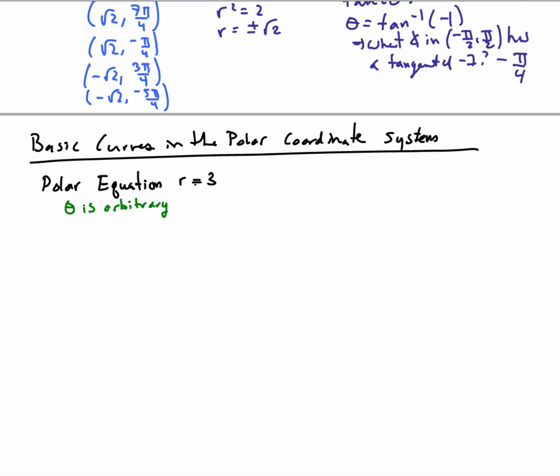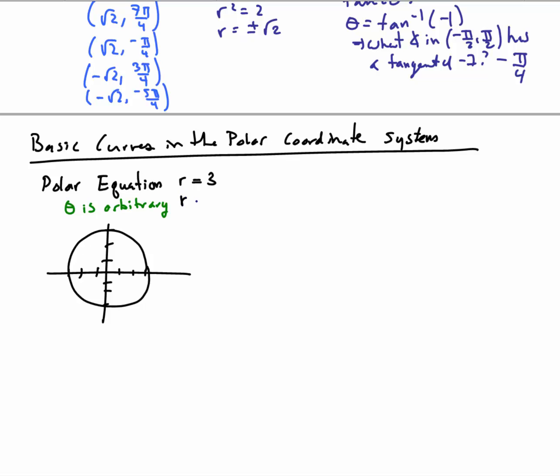So I'm looking for a graph where the radius is always 3. Well, if we think about that, the radius could always be 3. That's a circle. And this particular circle is centered at the origin, or at the pole, if you want to look at it like that. And of course the radius is 3. So this is a nice circle with a radius of 3.